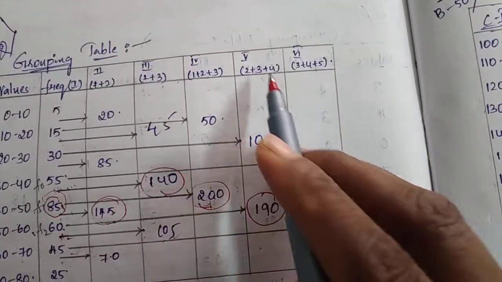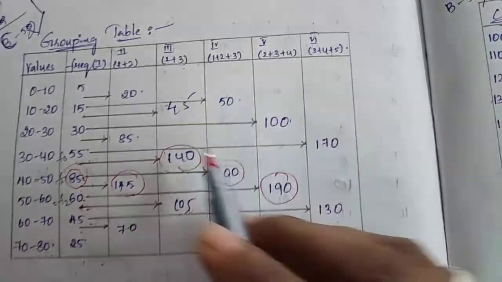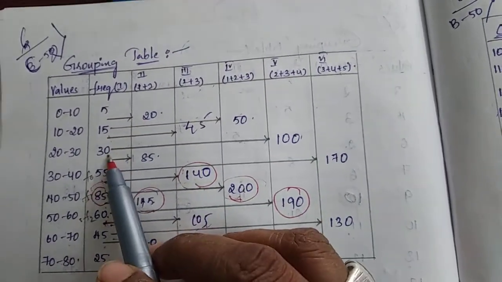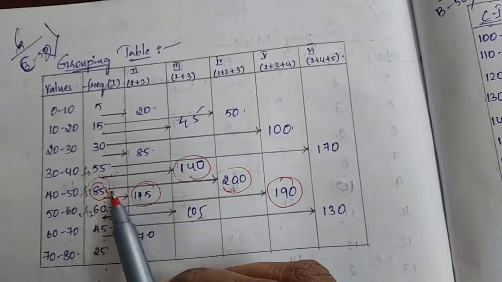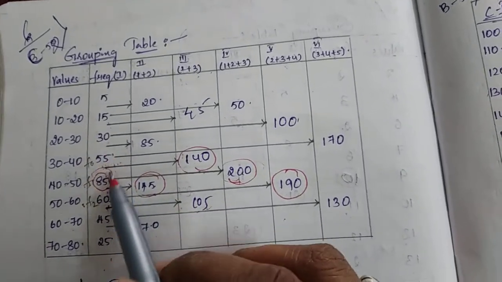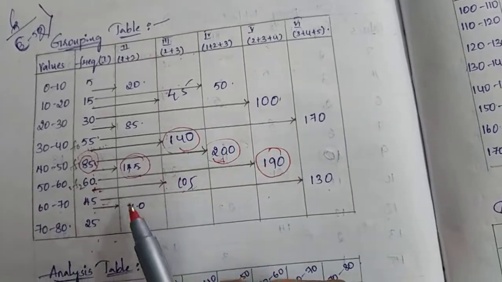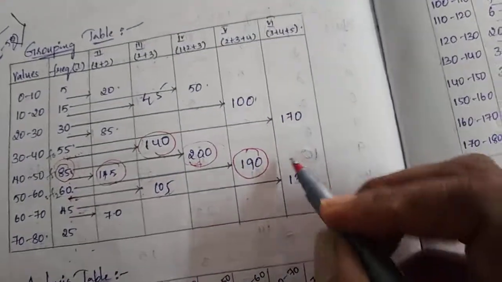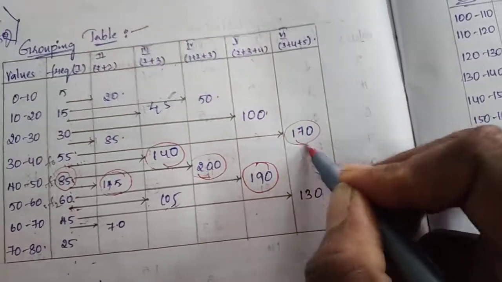Next, the last, sixth column. The sixth column is 3 plus 4 plus 5, so the first two we have to leave. From the third value we add 30, 55, 85. 30, 55, 85 means how much? 170 we got. Then 60, 45, 25: how much did we get here? 130. So of these two values, 170 is the higher value.